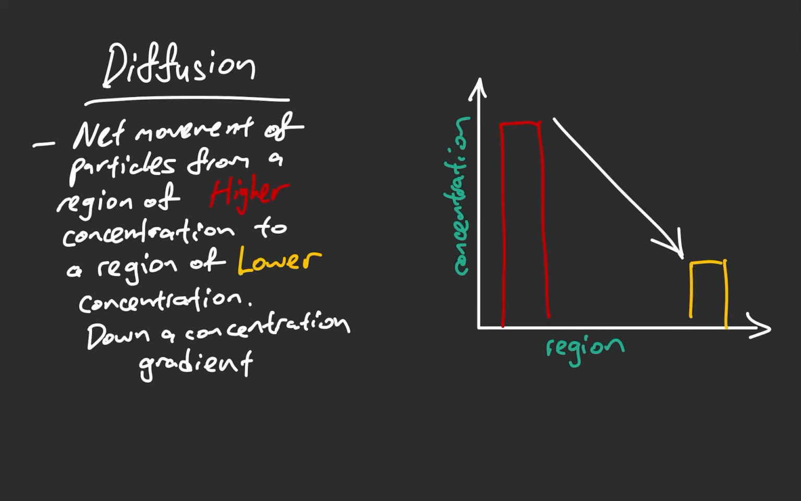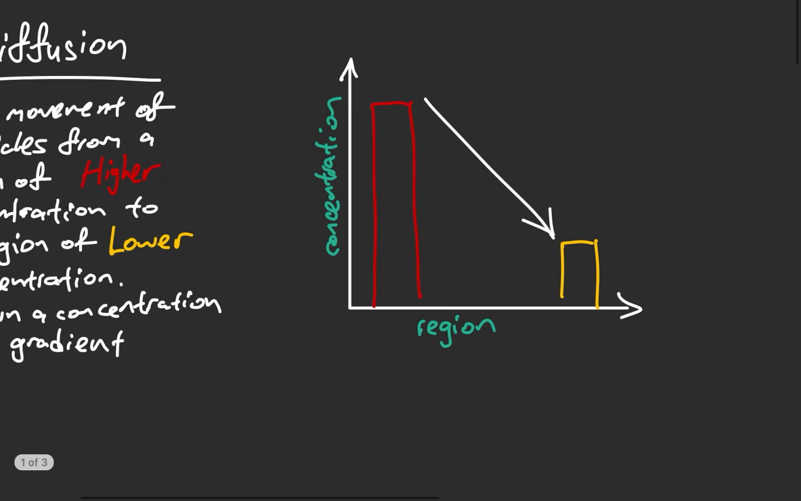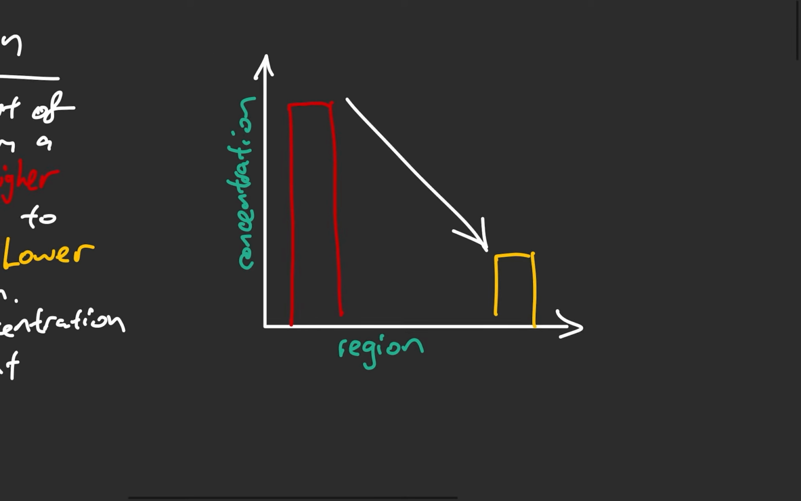Hello viewers, I made a video a while back about diffusion. So basically it's the net movement of particles from a region of higher concentration to a region of lower concentration down a concentration gradient. So yeah, it applies to fluids and it can occur with or without a partially permeable membrane. It is also a passive process.